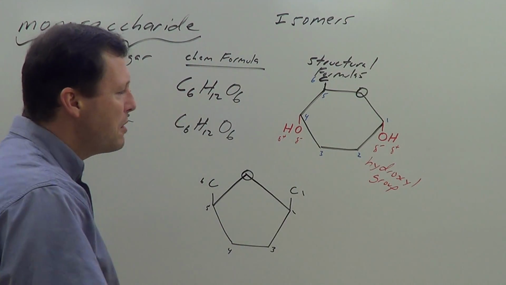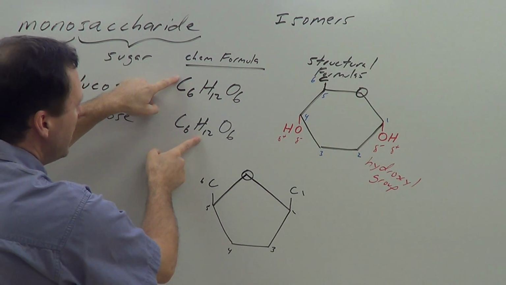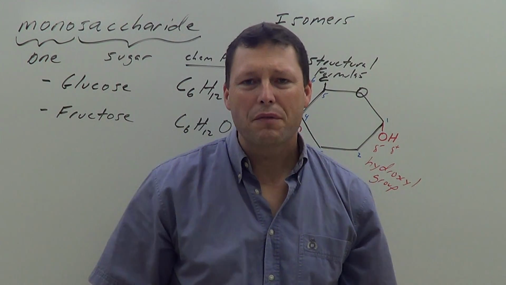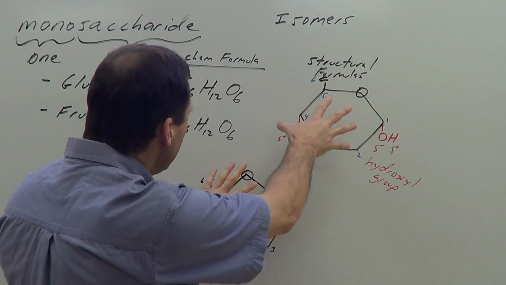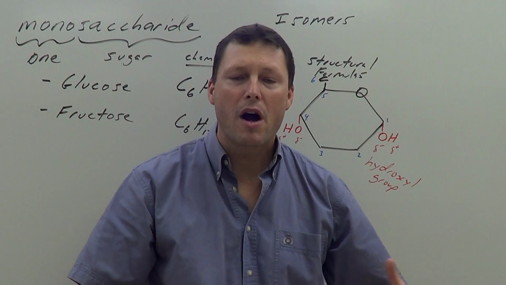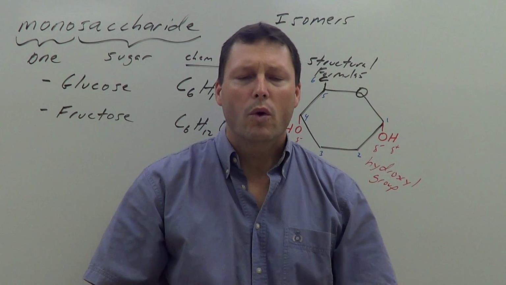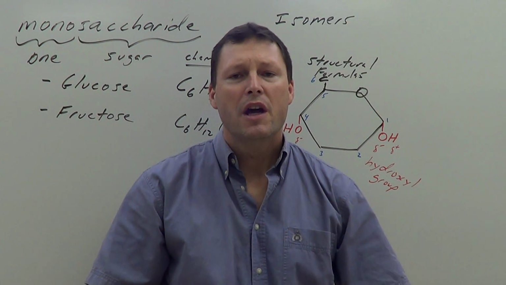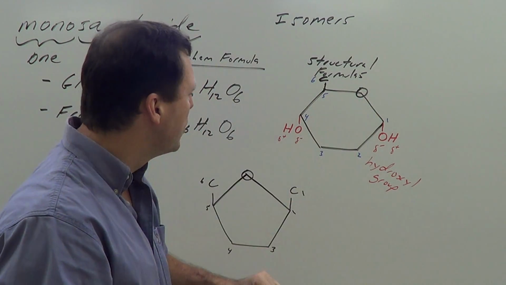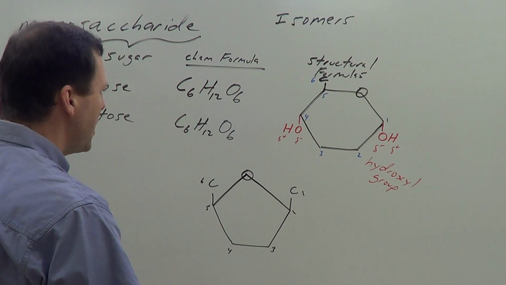And isomers are simply molecules that have the same chemical formula, but different structural formulas. That's what isomers are. And there's lots of different isomers in the world, but these are isomers that we need to be familiar with when we're talking about biology, especially glucose, because it's going to be so important when we get into cellular respiration and photosynthesis. We really need to understand the structure of glucose, and we need to understand those functional groups that glucose contains.